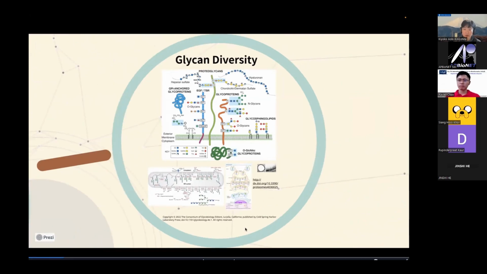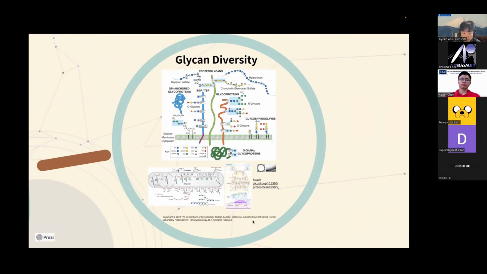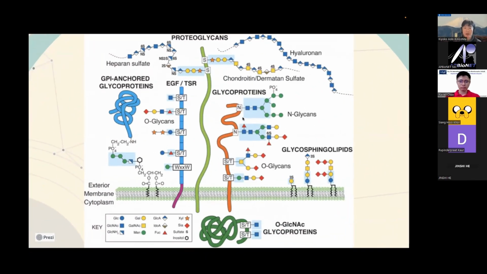This is from an online textbook called The Essentials of Glycobiology on the NCBI Bookshelf. But this is only a snapshot of mammalian glycosylation. So we're not even covering bacteria and plants, which are much more diverse.